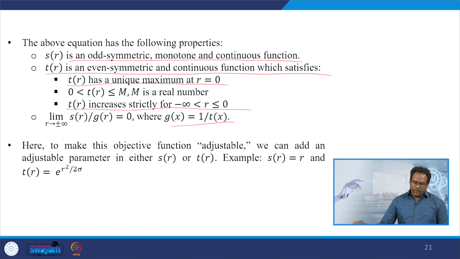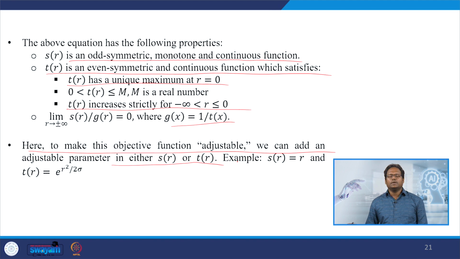Here, to make this objective function adjustable, we can add an adjustable parameter in either S of R or T of R. Example, S of R can be expressed as R and T of R equal to e power minus R square upon 2 sigma.